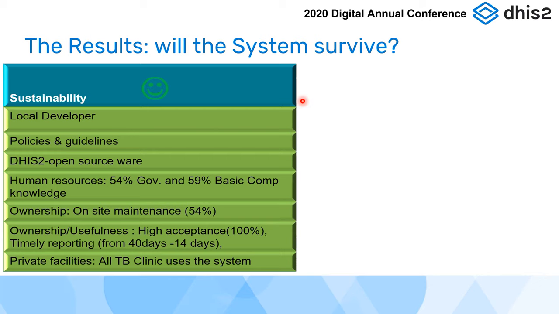You can see the users mostly are permanent staff, around 54% of them. They also had previous basic computer knowledge, which was very essential. And they had on-site maintenance for the ICT, for small issues like troubleshooting. There is high acceptance. All the interviewees accepted that the system is useful to them. And actually, you can see now in reporting, we get the reports 14 days after a quarter ends, which we usually had to get 40 days after. But also, even the private facilities are all using this system.